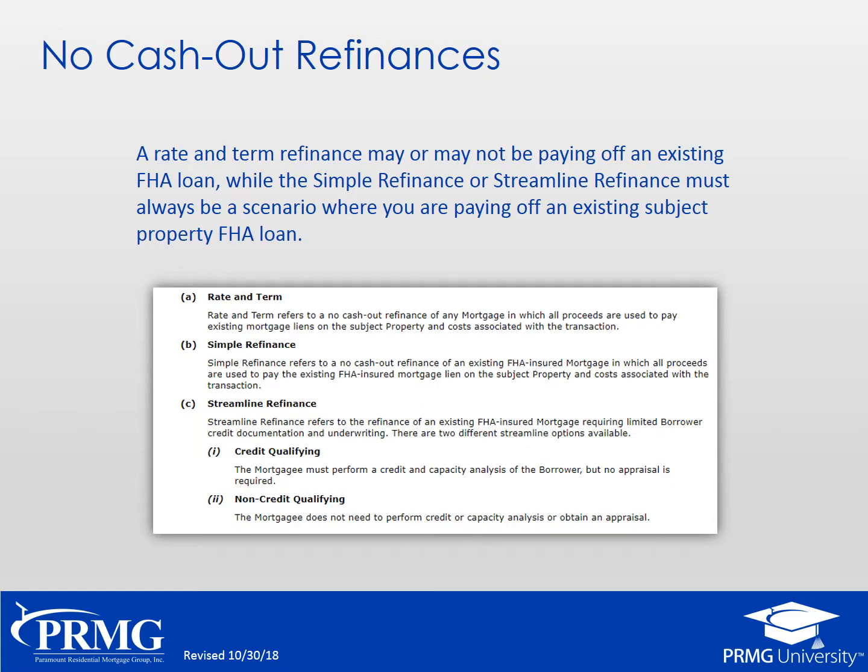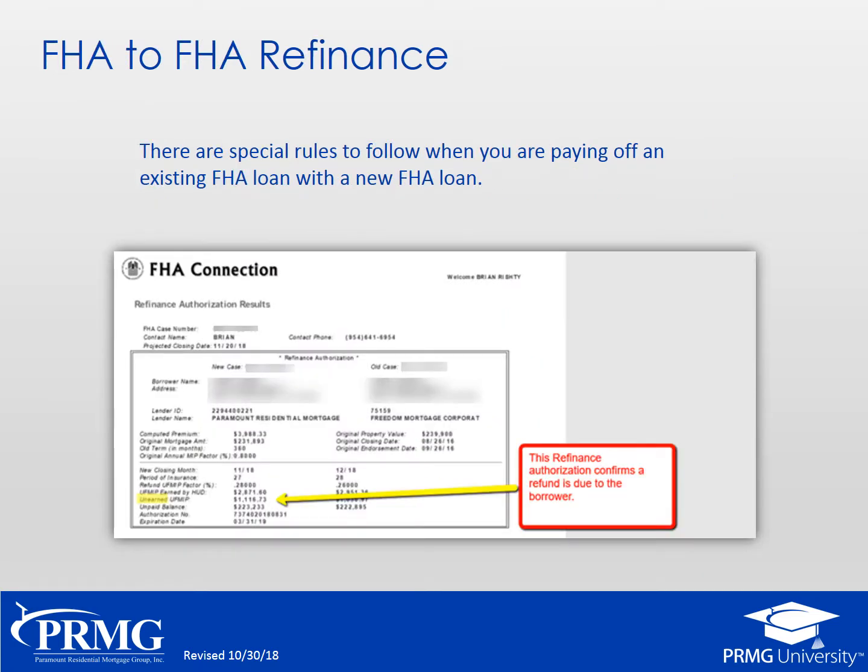FHA offers three types of no cash out refinances: rate and term, simple refinance, and streamline refinance. A rate and term refinance may or may not be paying off the existing FHA loan, while the simple refinance or streamline refinance must always be a scenario where you will be paying off an existing subject property FHA loan. There are special rules to follow when you are paying off an existing FHA loan with a new FHA loan, and that is the focus of this training.